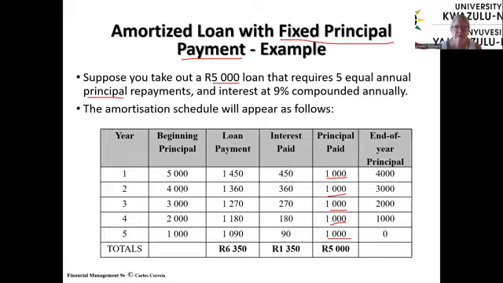So at the beginning of year 2, for example, you still owe 4,000. So 4,000 times 9% will be your interest, plus your 1,000 Rand principal repayment means you pay 1,360, and so on. By the end of the 5th year, you've paid off the principal, you've paid a total of 1,350 in interest, and your total loan repayments of capital plus interest is 6,350. Okay, so that's when you're paying back a loan where you've got fixed principal payments. That's what you've negotiated.